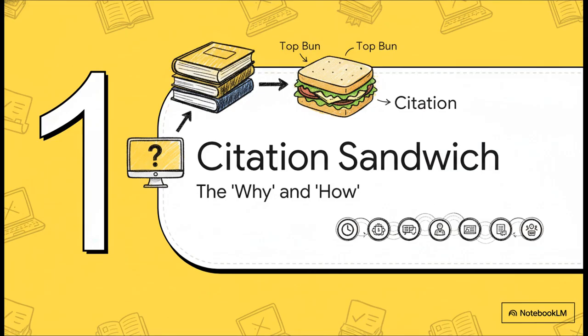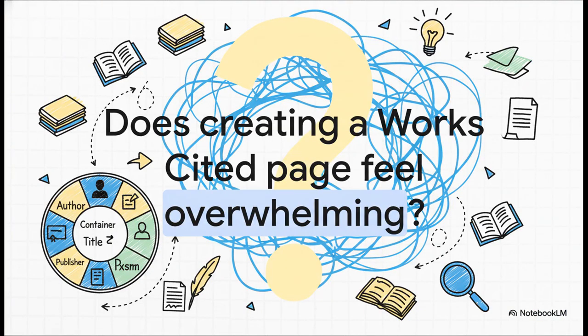Before we get into any of the nitty-gritty rules, we have to understand why we're even doing this. And trust me, this one little analogy is going to make the whole thing click. If you've ever stared at a works cited page and just felt your brain start to shut down, yeah, you're not alone. It can look like this impossible list of weird punctuation and rules. But what if I told you it's actually way, way simpler than it seems?